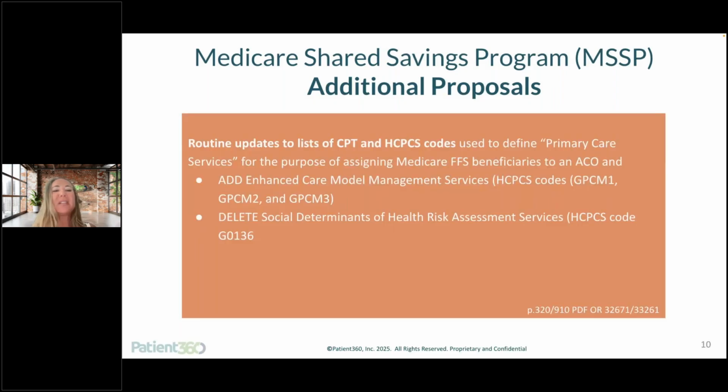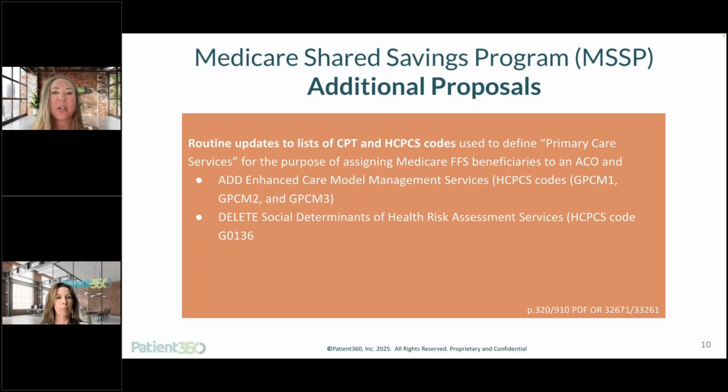These are just routine changes that we just want to go through briefly with you. Routine changes to the list of CPT and HCPCS codes that are used to define primary care services for the purpose of assigning Medicare fee-for-service beneficiaries to an ACO. A little background on this: previously finalized in past years, Medicare fee-for-service beneficiaries are assigned to an ACO based on the utilization of primary care services.